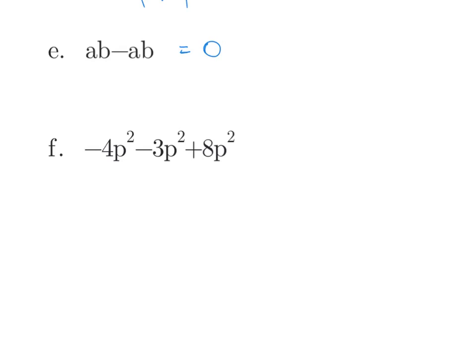And last one, let's look at negative 4p squared minus 3p squared plus 8p squared. I'm going to start by combining my negatives. These have same signs, so I'm going to add and keep the sign. We get negative 7p squared plus 8p squared. And now if I add this, I get negative 7 plus 8. These have different signs, so I'm going to subtract. Keep the sign of the larger number, so I get 1p squared. Or you can also write that as p squared without the 1.